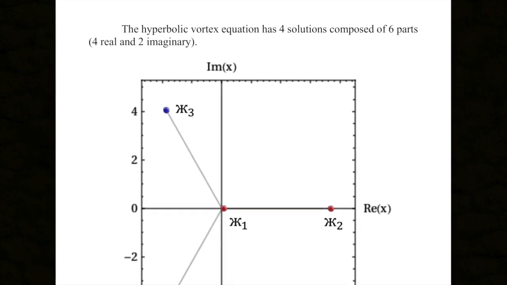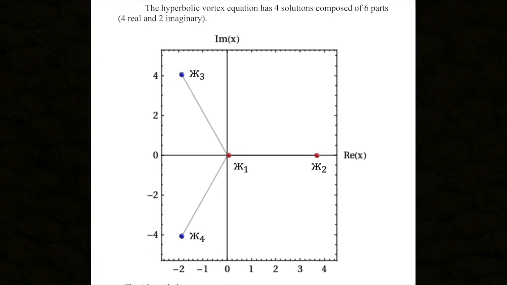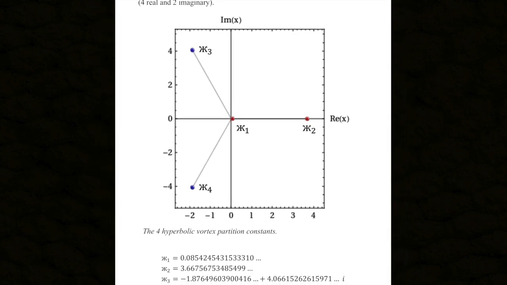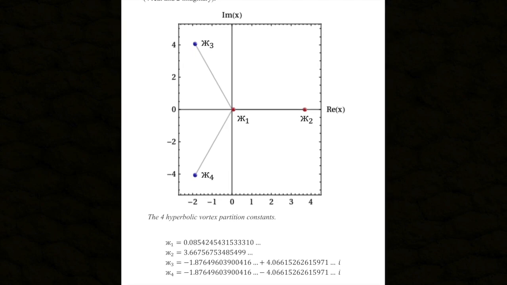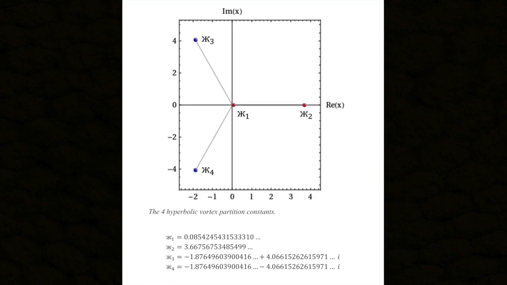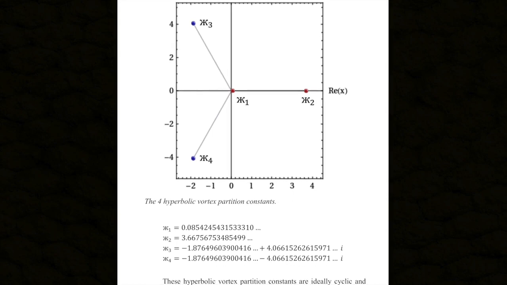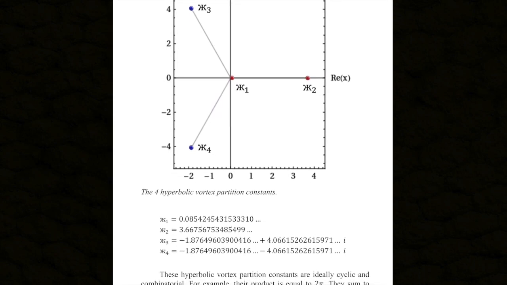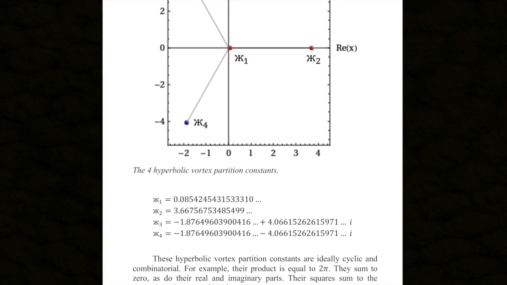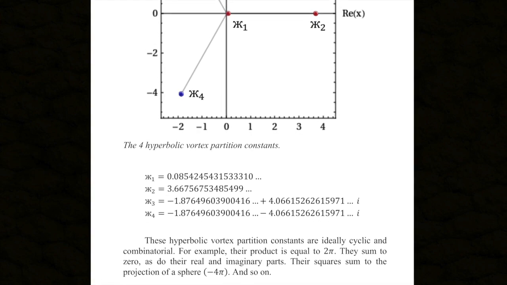If we plot these solutions in the complex plane, we have je1 very close to 0, but not 0, on the real axis. Its imaginary component is 0. We have je2 also with a 0 imaginary component. But je3 and je4 are both in the negative direction in the real component, but also in opposite directions in the imaginary component, and not 0 values. These hyperbolic vortex partition constants are ideally cyclic and combinatorial.